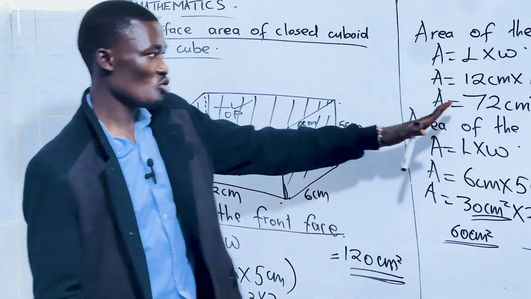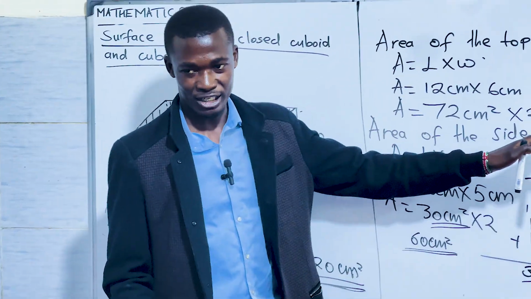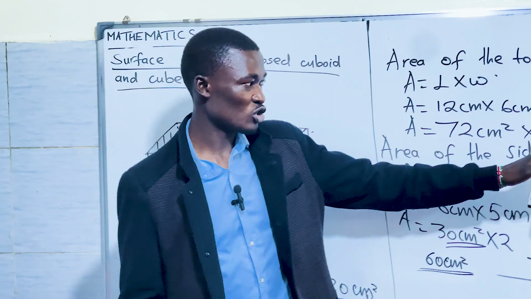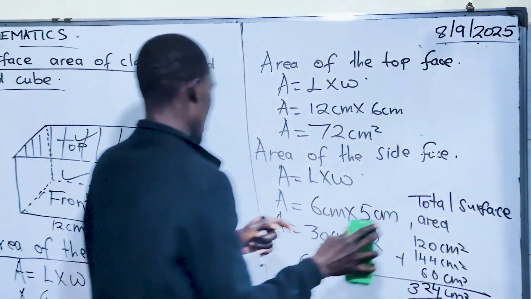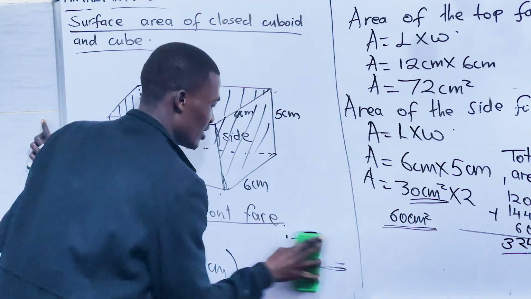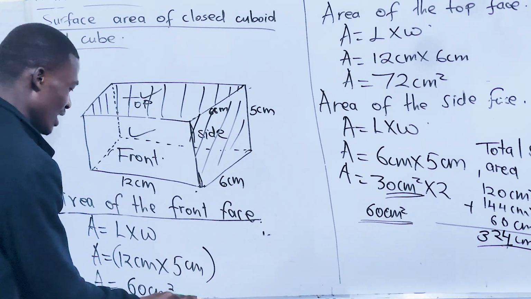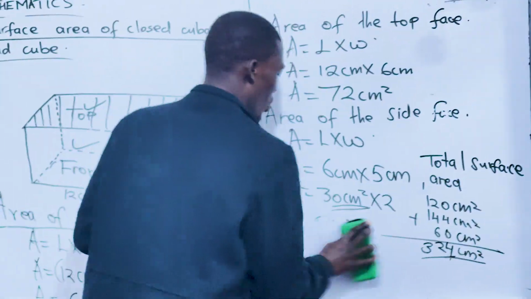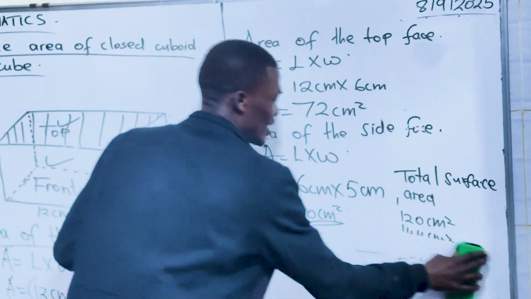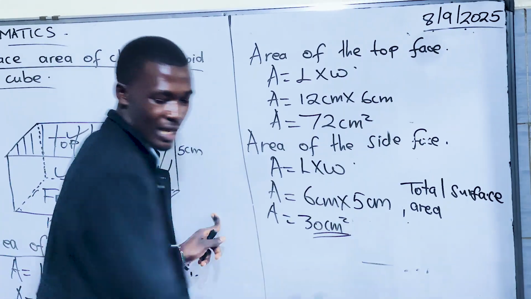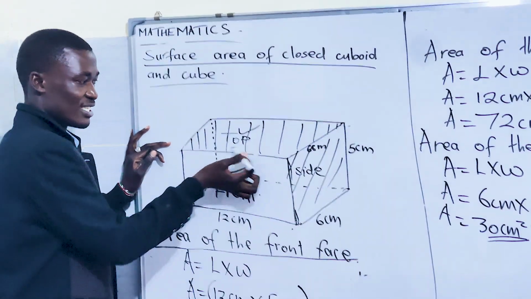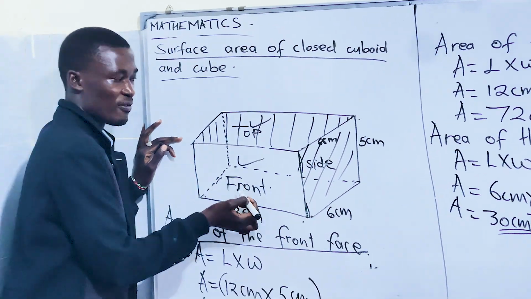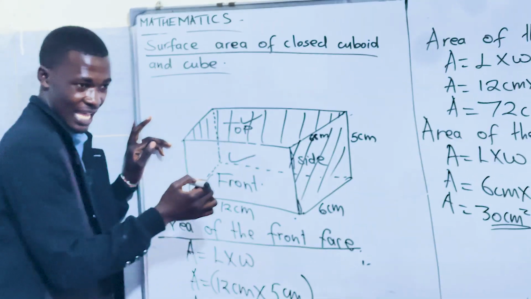Now, assuming we did not multiply by 2, that means this one will not be there. That means we will not have this one here, and we don't have it multiplied by 2. We will also not have this one here. But still we can add the area of the three faces. That is area of the top, area of the front, and area of the side.